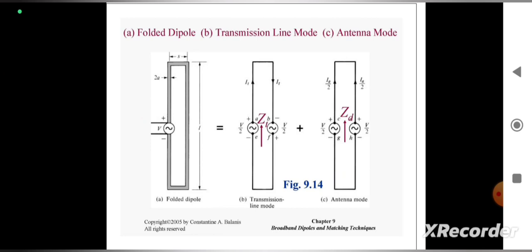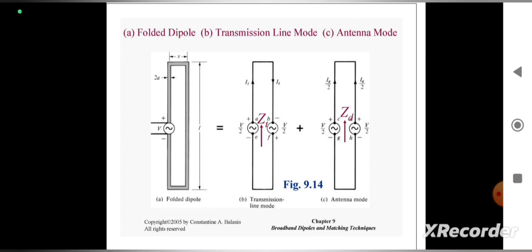Next, the figures: figure A shows the folded dipole antenna, figure B is the transmission line mode, and figure C is the antenna mode. First, in general, the folded dipole, figure A. I already said, right? A folded dipole antenna is two parallel dipole antennas connected in parallel, with radius and length L. From this, we are keeping our antenna at the center of the feeder.